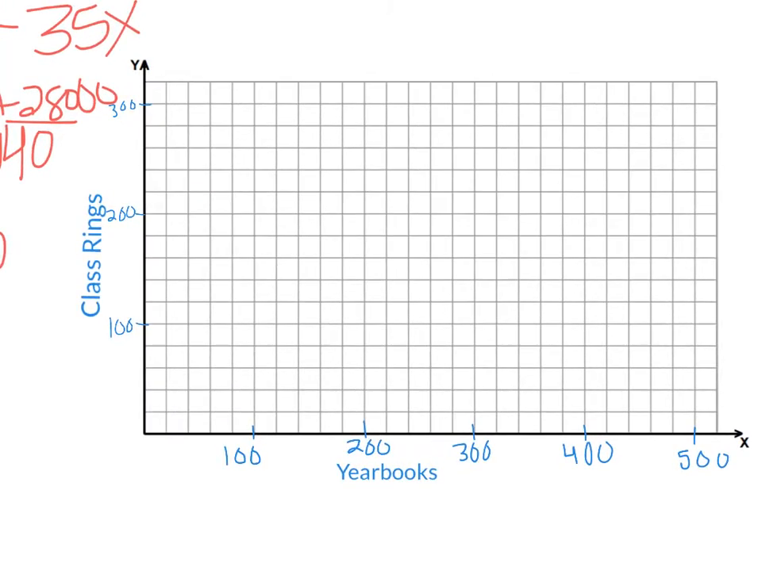So let's go ahead and plot. I know the y-intercept is at 200, right there, and my slope is down 1, right 4. Go ahead and draw a line. I know it is a solid line.